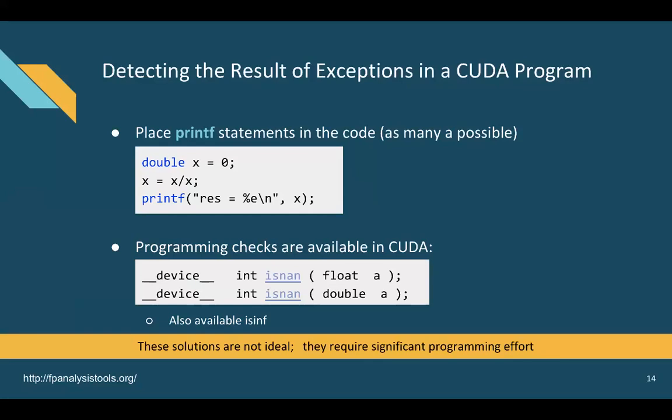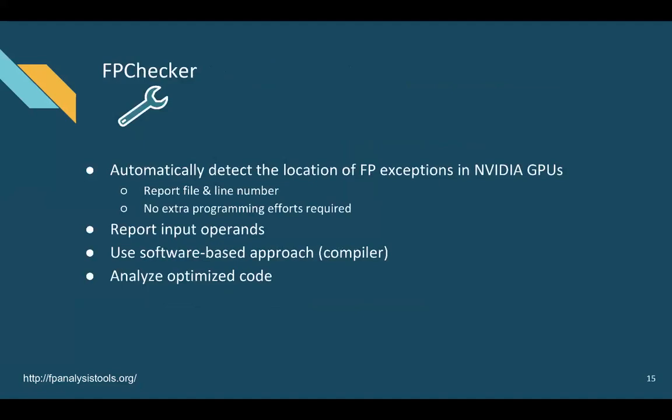So we want a more automatic way to detect these errors in GPUs, and for this reason, we're building this tool, FPChecker, that allows us to automatically detect the location of floating point exceptions in NVIDIA GPUs. We have been running this tool on the LLNL systems, Lassen and Sierra, to help users detect these problems. The tool reports the input operands.